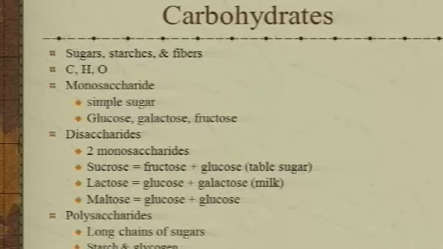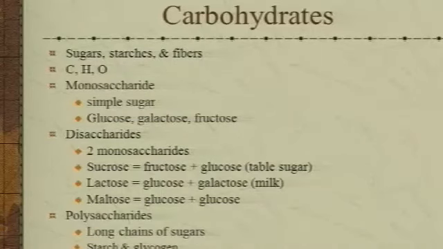Lactose is going to be glucose and galactose linked together. Maltose is going to be glucose and glucose linked together. Maltose is beer sugar. Lactose is milk sugar. So these three are slightly more complex, but they only have two monosaccharides.